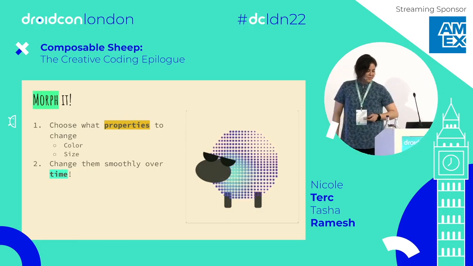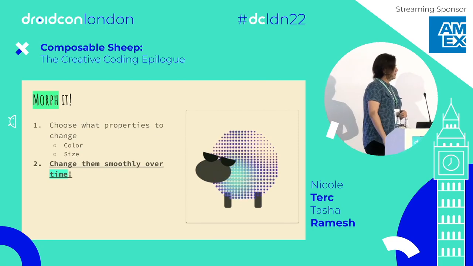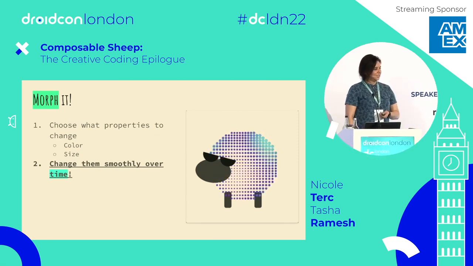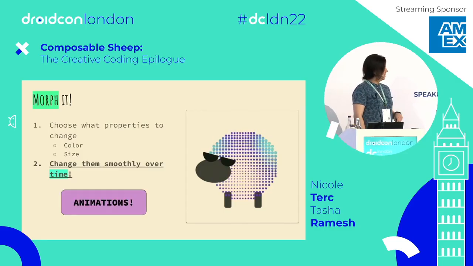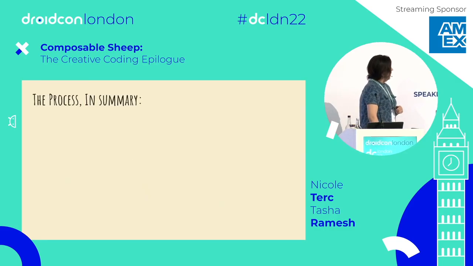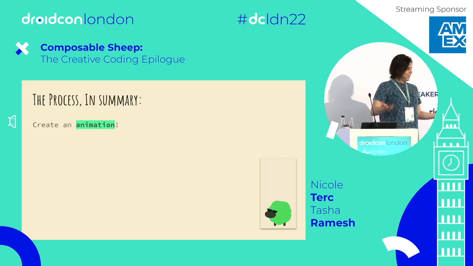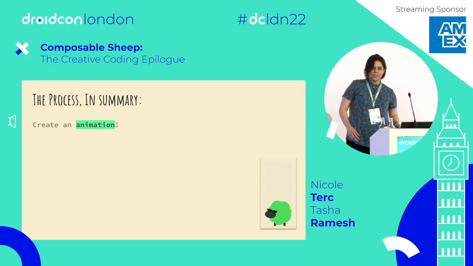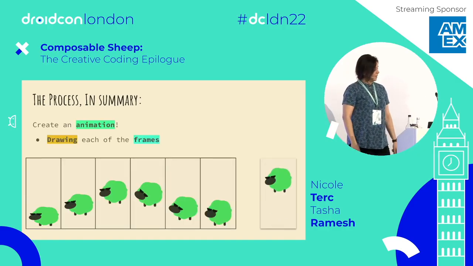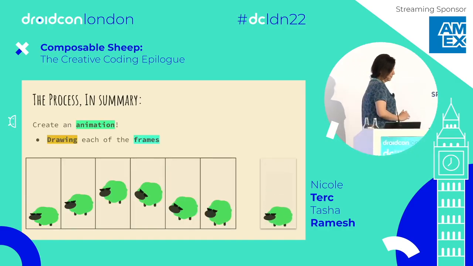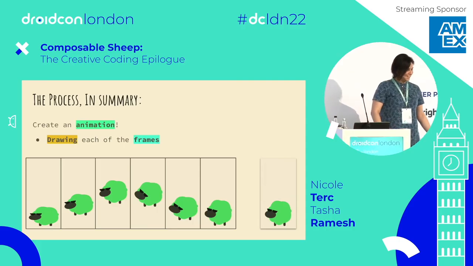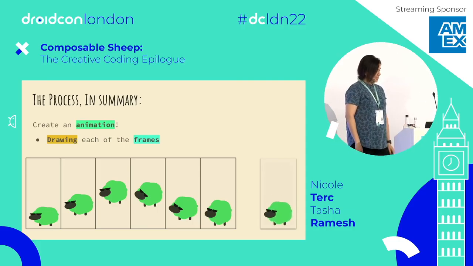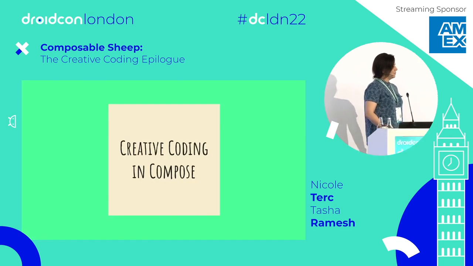For those that have been here for some time, this sentence right there may sound familiar. And that's because some people use this phrase exactly to define animations. So yeah, you got us. Our process, in summary, is to create an animation. But in this case, instead of leaving all of the work to the animation framework, we're going to be drawing each of the frames ourselves. Don't worry, we're going to get to it. Don't be scared. So now that we know what we need to do and what we're going to be doing, how are we going to be doing this with Compose?